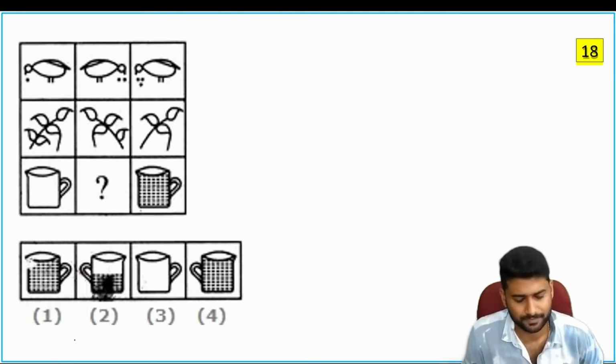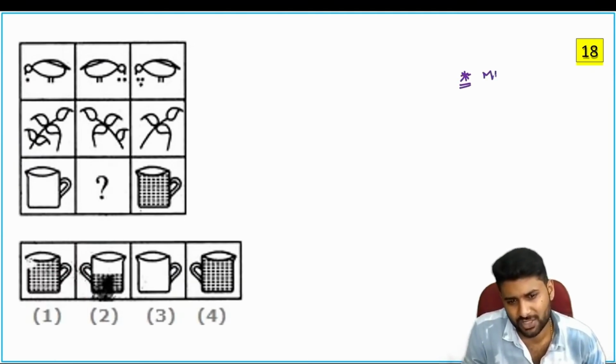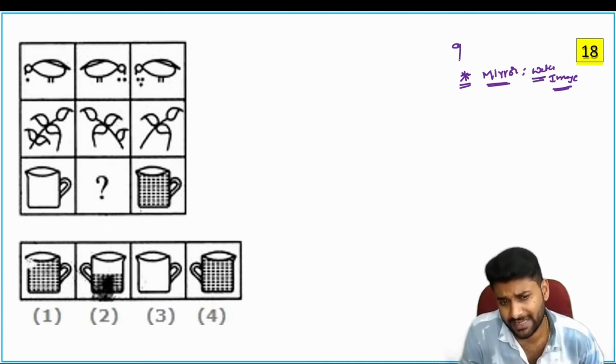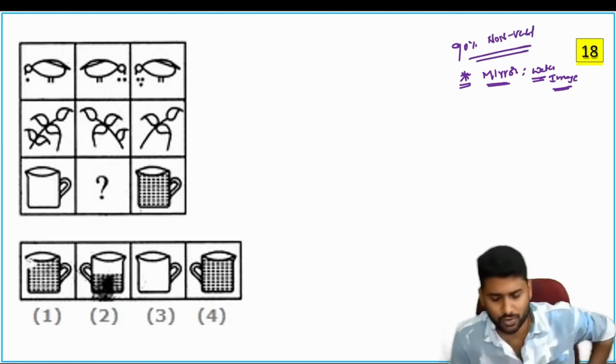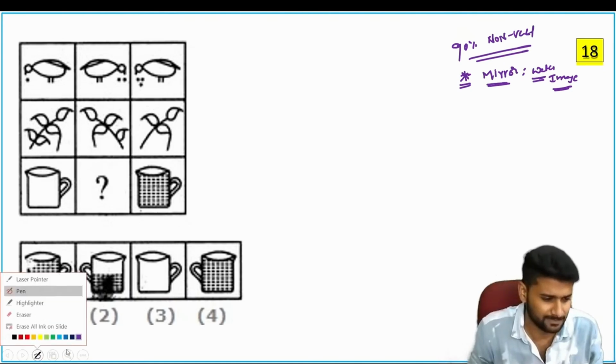Pictures. Guys, if you have time, try to learn the concept of mirror and water images. We already discussed these concepts clearly on our YouTube channel, guys. Go through it once. Why? Because 90% are non-verbal questions. The logic is always based on mirror and water reflections. Just go through that concept once again.